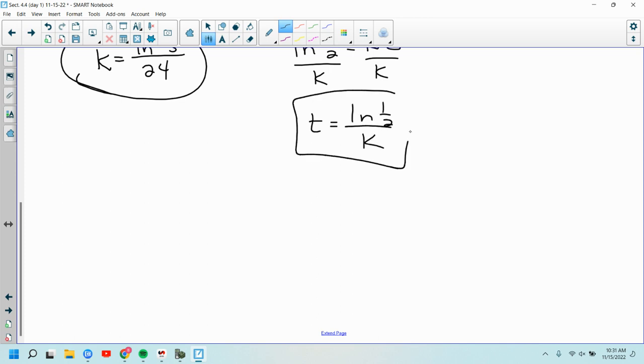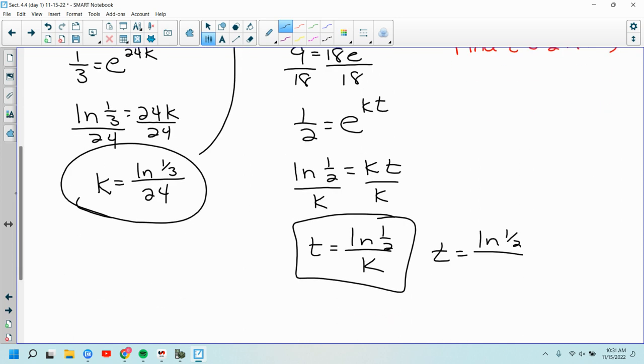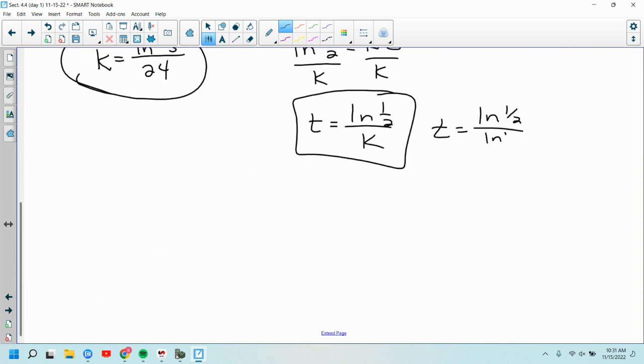Now I'm going to come back to that in a minute. We know what k is. It's the natural log of 1/3 divided by 24. All right, plug that in your calculator. Make sure you get it. Still getting a few people that are missing problems because of your calculator entry. Don't just sit there and wait for everybody else to do it for you. Make sure you enter it correctly. Make sure you get the right answer.